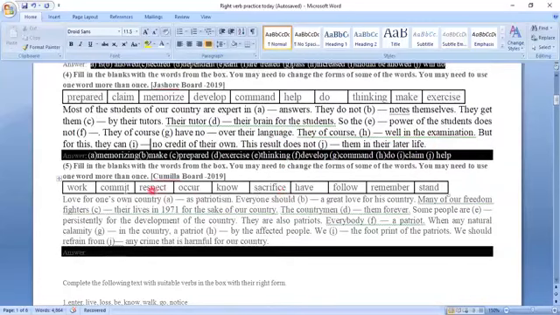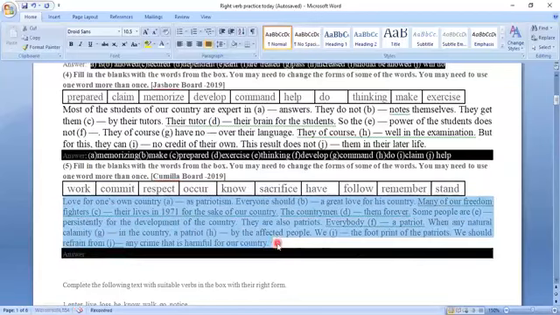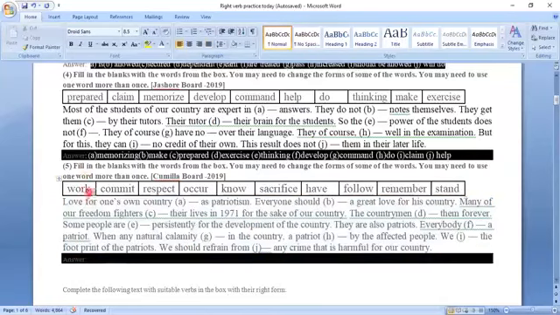Now let's go to number 5. The question is taken from Kumula Board 2019. Go for the meaning of the word in the box. You see here. Let's see, we can do it. Work, commit. Commit means to do something. Respect. The contextual meaning of commit differs. Occur, to happen, something new, sacrifice, have, follow, remember, stand. Okay, so these are the words we were talking about.